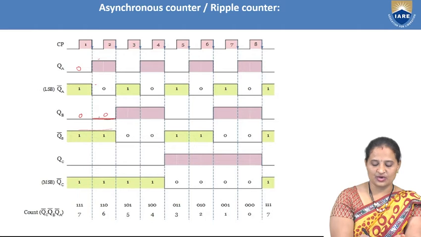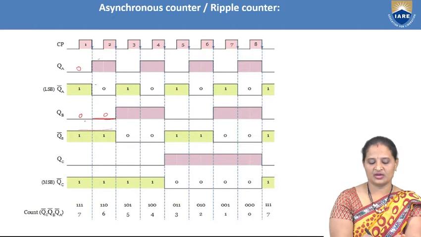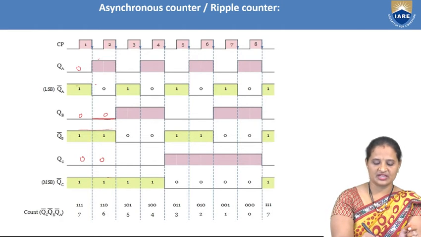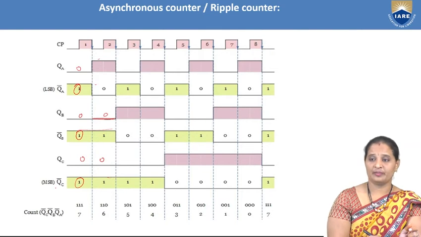Now let us see, do we have a transition in QB here? No, we have a 0 to 0 transition. So again QC will remain in the present state 0, 0. So QC complement will be 1, 1, 1. Now if you observe the present state here, that means the initial state 1, 1, 1.